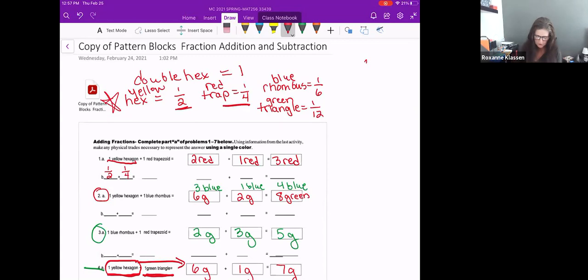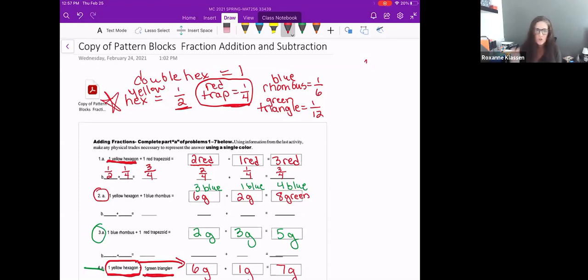So right here, when I changed from 1 yellow hexagon to 2 red, that means I have 2 copies of red, or I have 2 copies of 1/4. So 2 copies of 1/4 is 2/4. Then I had 1/4 already. And since I have 3 red, now I have 3 copies of 1/4, which must be 3/4. So my answer to the original problem, 1/2 plus 1/4, is 3/4. Do you see what I did?